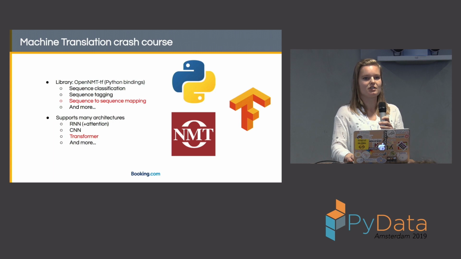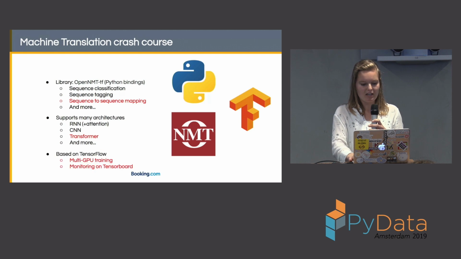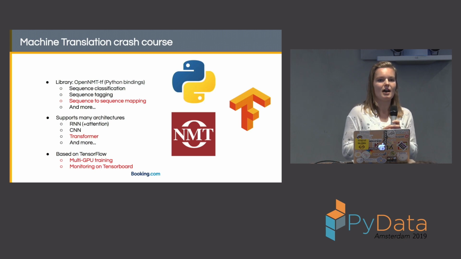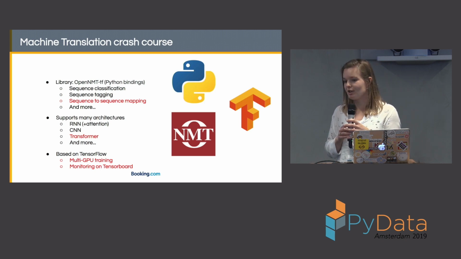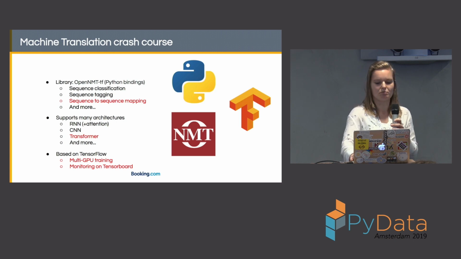It supports many architectures, RNN, convolutional neural networks. The one that we're using is transformer, another kind of encoder-decoder architecture. And the nice thing about it is that it's based on TensorFlow, so it allows multi-GPU training. And also you have this nice monitoring on TensorBoard kind of for free.